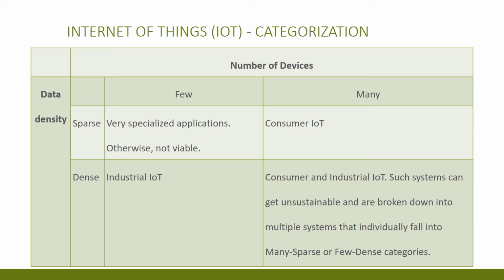A good example of dense data application is industrial IoT. An aircraft engine generates megabytes of sensory data every minute. The data is not just numbers, but waveforms. On the other hand, consumer IoT applications typically have millions of devices intermittently sending data.